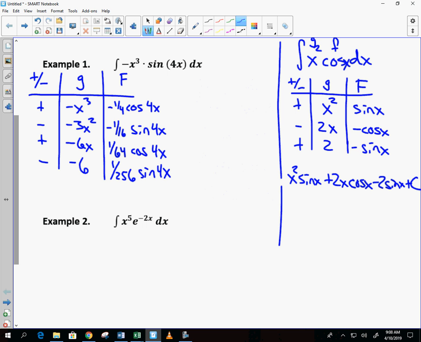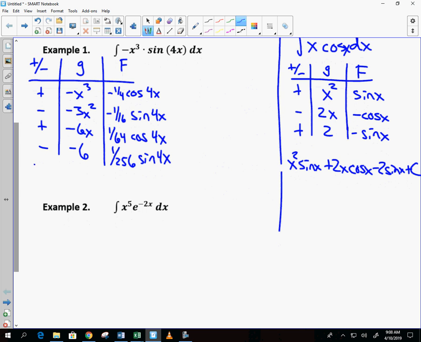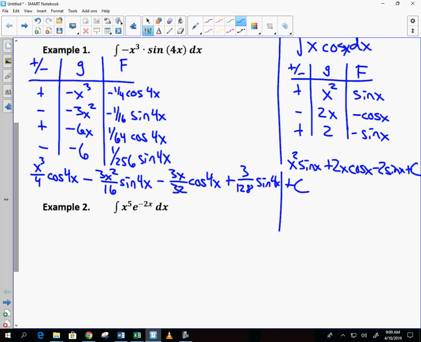Am I going to end up with a positive or a negative for the first one? Positive. And I end up with x cubed over 4 times the cosine of 4x. Next one, positive or negative? It is negative because I have 3 negatives. And I get 3x squared over 16 sine of 4x. Positive or negative? Negative. It looks like 3x over 32 cosine of 4x. And then positive. It looks like I'm going to get, let's see, 6 over 256, which is going to reduce to 3 over 128 sine of 4x plus a constant.